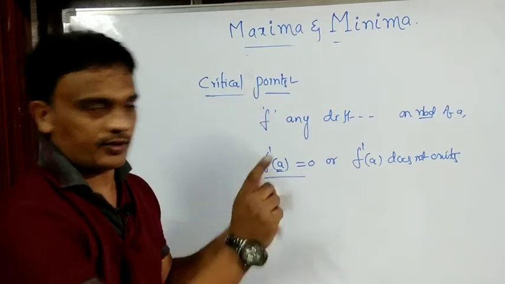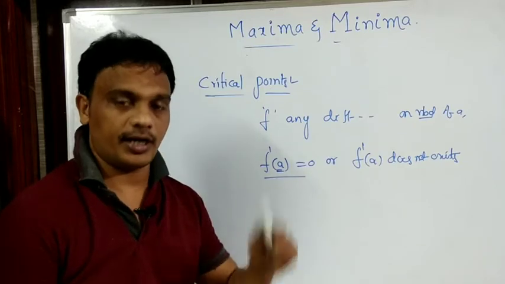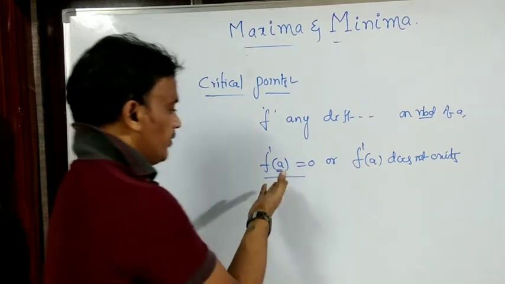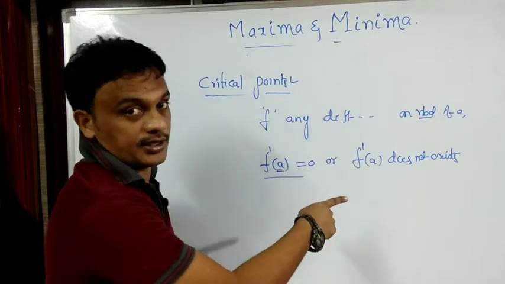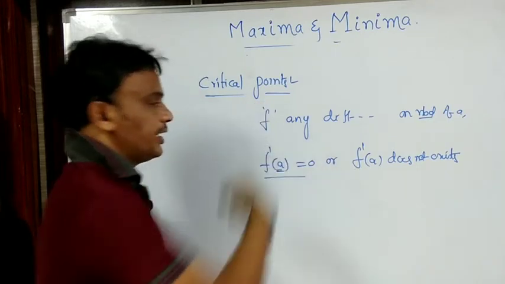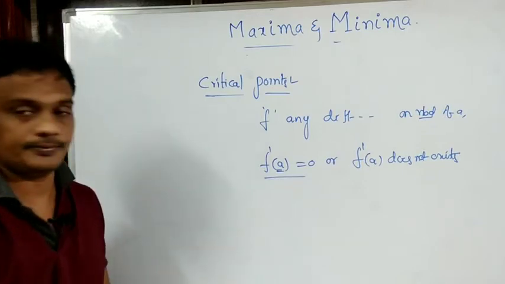Okay, so please find out the difference between the stationary point and the critical point. f'(a) equals 0 or f'(a) does not exist. This point is called a critical point. Okay, students, come on.